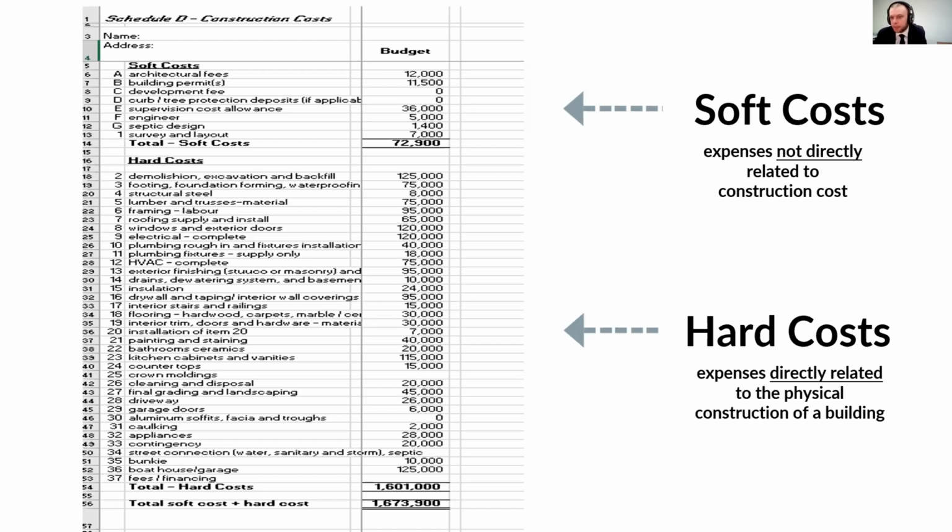The reason why we need to separate the two is because in construction, most funds or most lenders do not cover soft costs. We only cover hard costs. So when you're looking to get a loan amount, we won't lend on the soft costs, essentially.